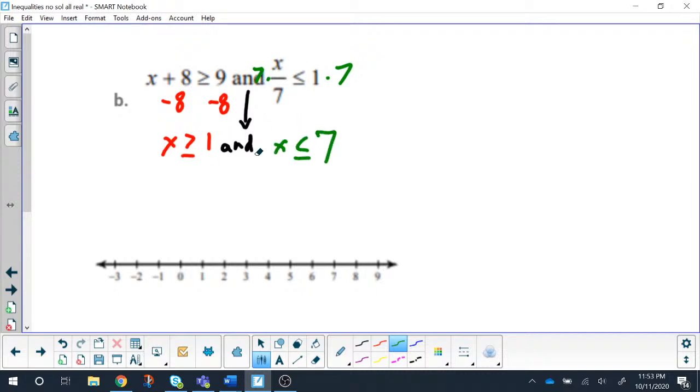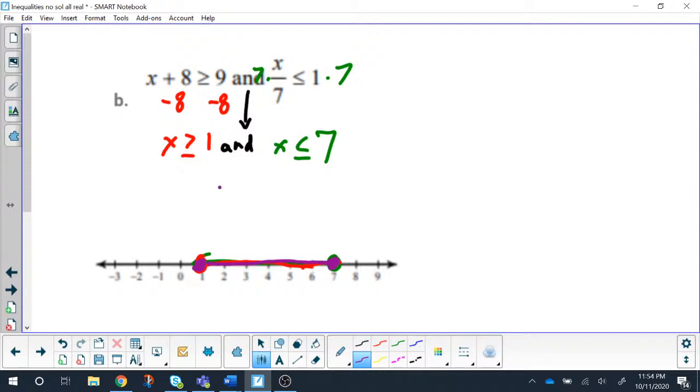Okay, so notice what I have here. If I graph these inequalities, I got that going to the left, this one going to the right, and I really shouldn't have these arrows anymore because it needs to fit both solution sets. And so it should look something like this, where it's going from 1 to 7 and everything in between there.